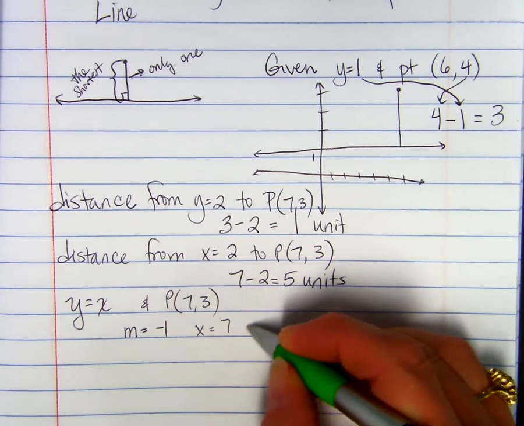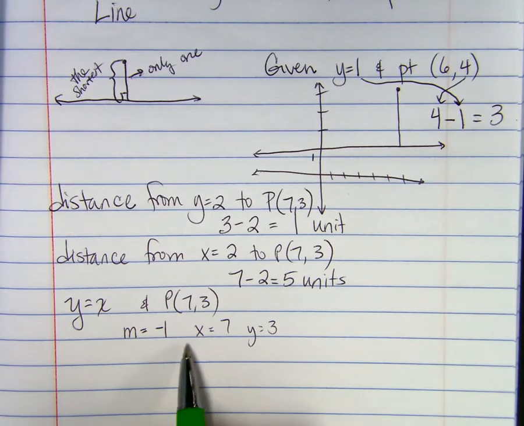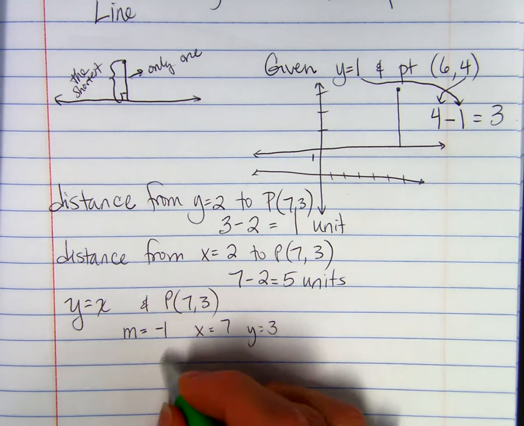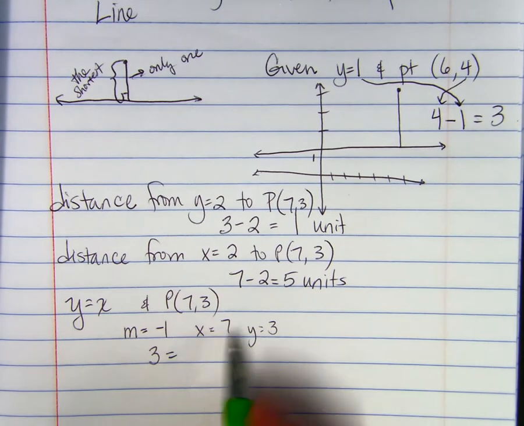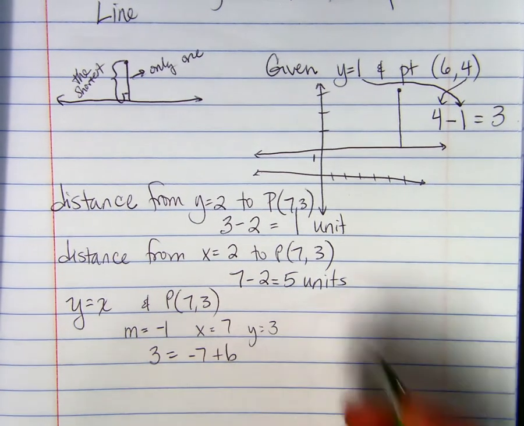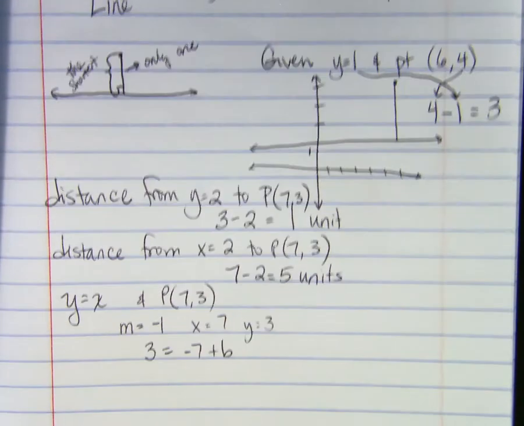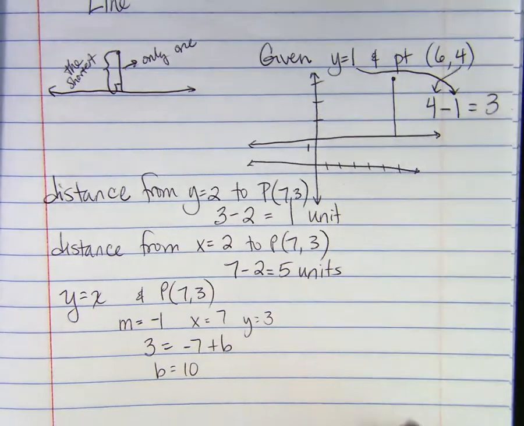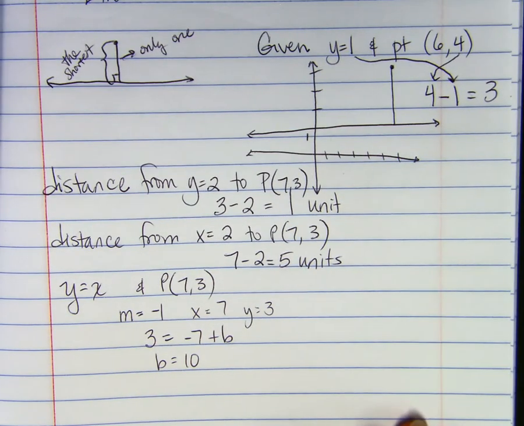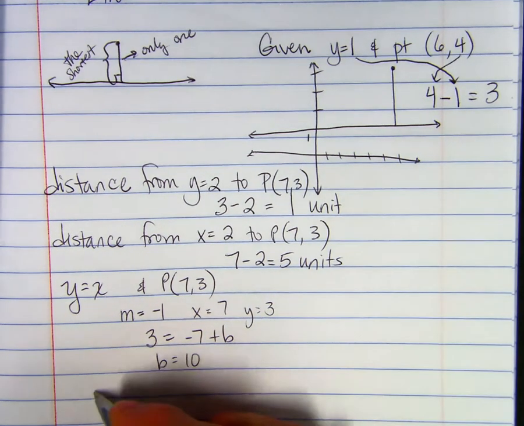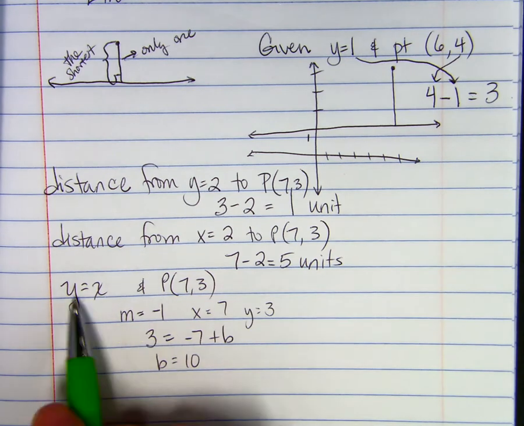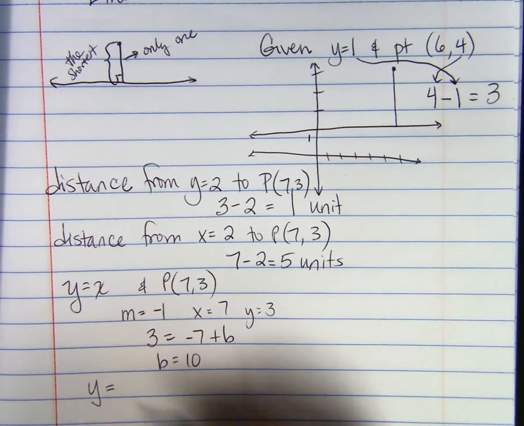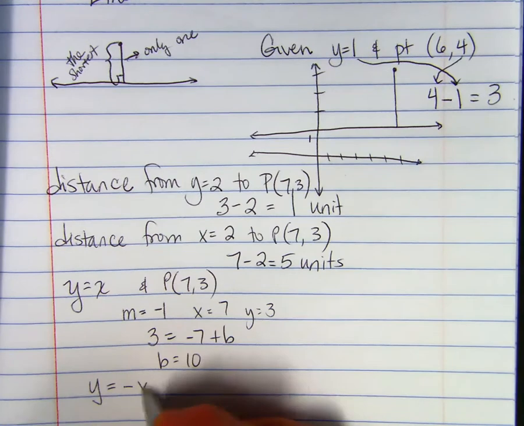x is 7, y is 3, and we can find b by plugging in: 3 equals -1 times 7, plus b. So we add 7, b is 10. So the perpendicular line that goes through 7, 3 and is perpendicular to y equals x is y equals -x plus 10.